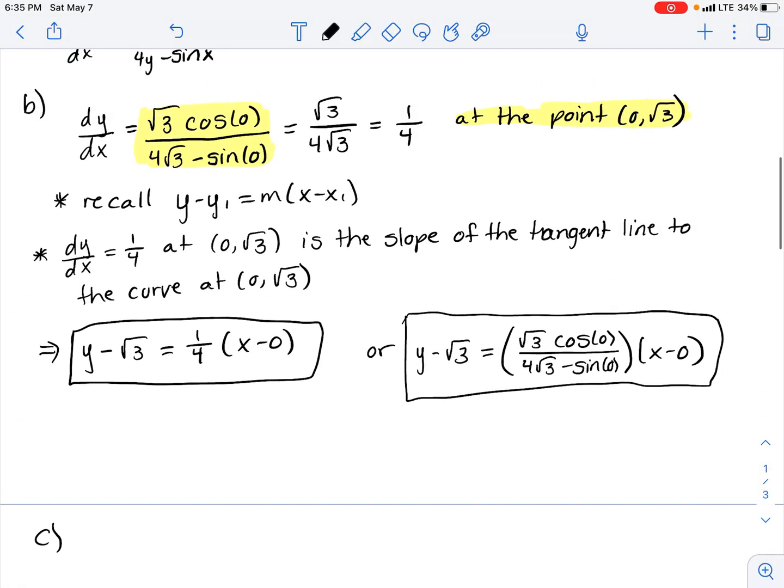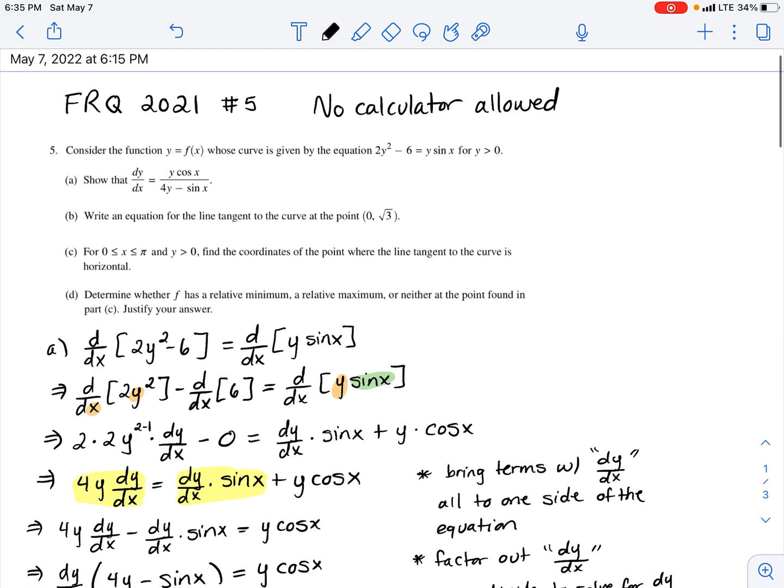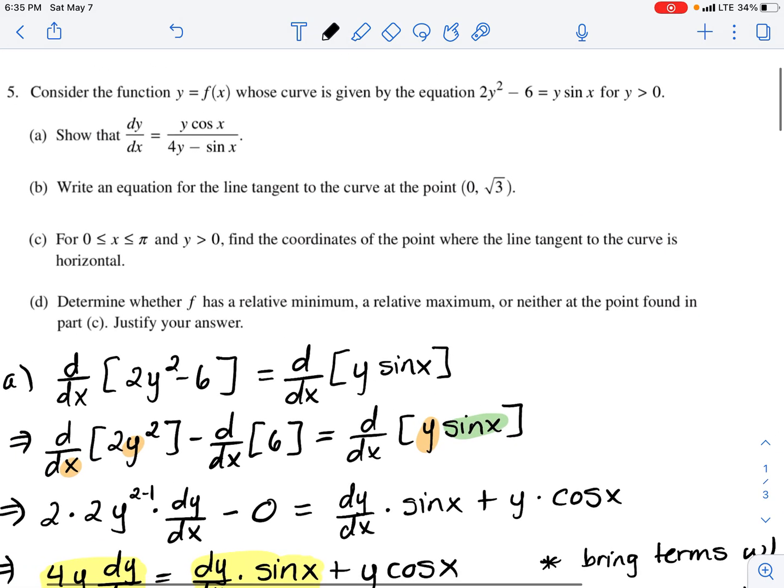Okay, so now looking at part C, let's just go back to the question again. And it says for when x is in between 0 and pi, and y is greater than 0. Okay, so those are two important things. It says find the coordinates of the point where the line tangent to the curve is horizontal.